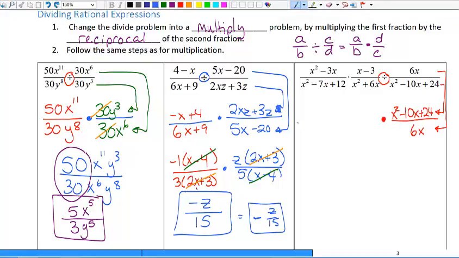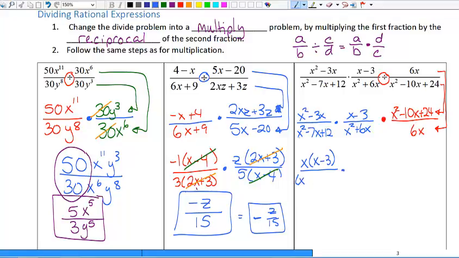The first 2 fractions do not have a division sign in front of them, so they're going to stay the same. Next, I'm going to factor all of the polynomials that I can. So we have x and x minus 3 on the first numerator.